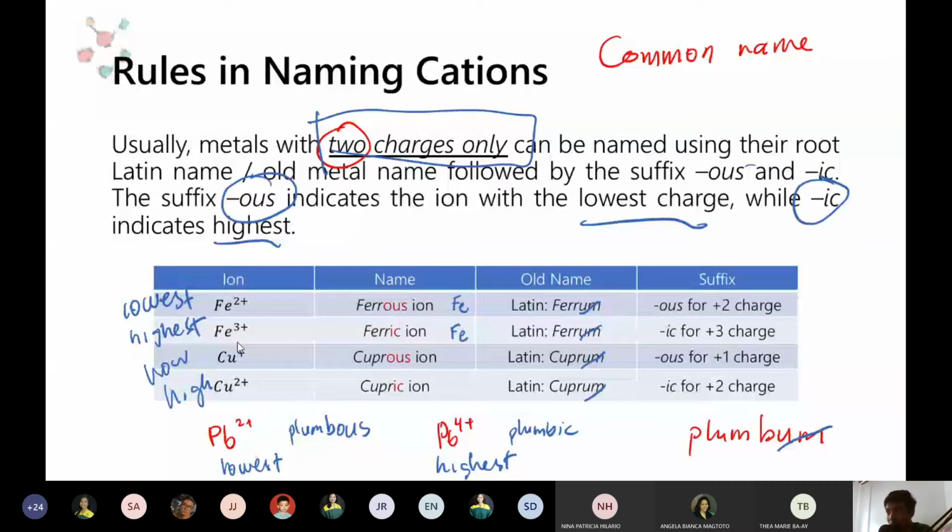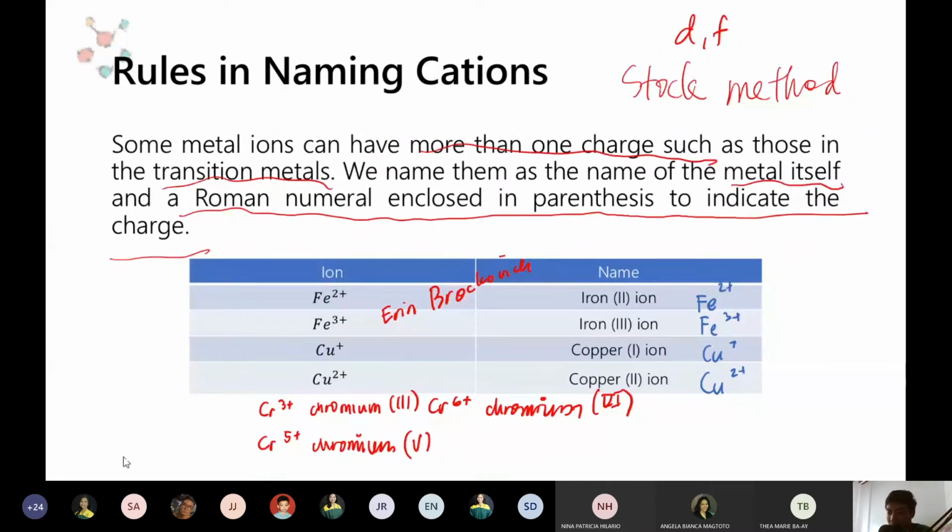Another downside is that if you are going to reverse the process, you start with a name, then look for the ion, you don't know the number of the charge. So you really have to remember. That's why this is not so good. For example, ferrous, you don't know: positive 1, positive 2, positive 3? You're just guessing. So that's the downside. That's why I prefer the stock method.